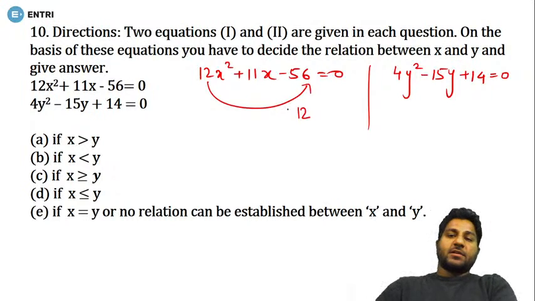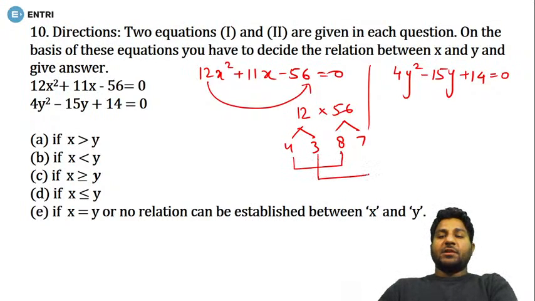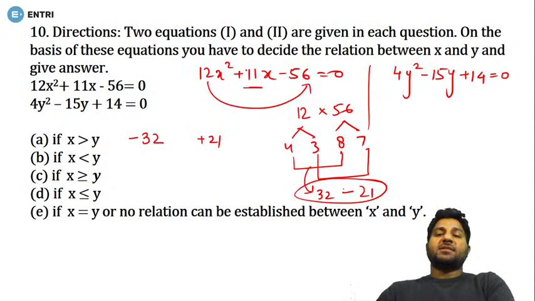Okay, so let me check. 12 into 56. So how are you going to divide it? 4 into 3 and 8 into 7. Okay, so 4 8s are 32, 3 7s are 21. So 32 and 21, the difference between them will come as 11. So the factors will become minus 32 and plus 21, because the signs are plus and minus.